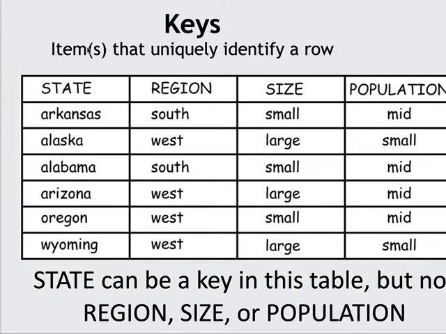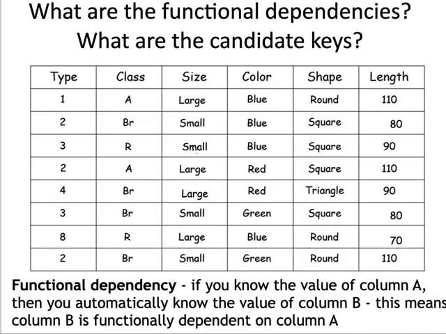Right? Here we have examples of a key I'll go through. So state can be a key in this table because it's unique. Arkansas, Alaska, Alabama, Arizona, Oregon, Wyoming. But south can't be a key, can it? Right? Because I have multiple values of south, right? Multiple values of west. West large, west small. So if I know the value is west, I don't know what all the other things are. It doesn't uniquely identify this row, right? Size, population. So region, size, and population can't be keys, right?